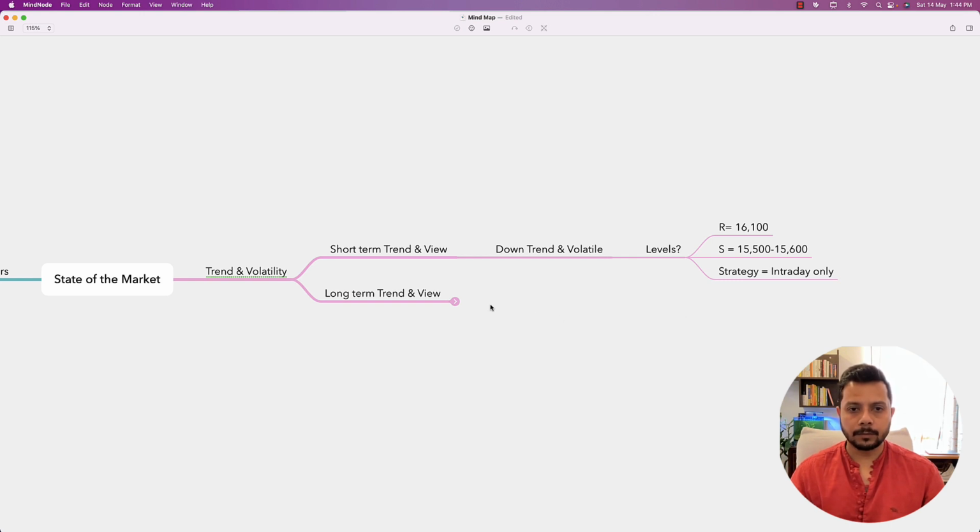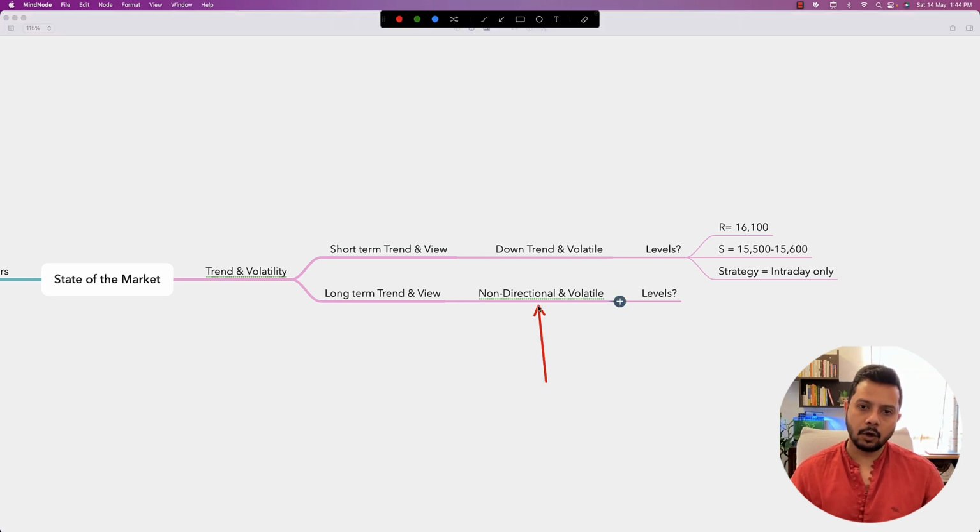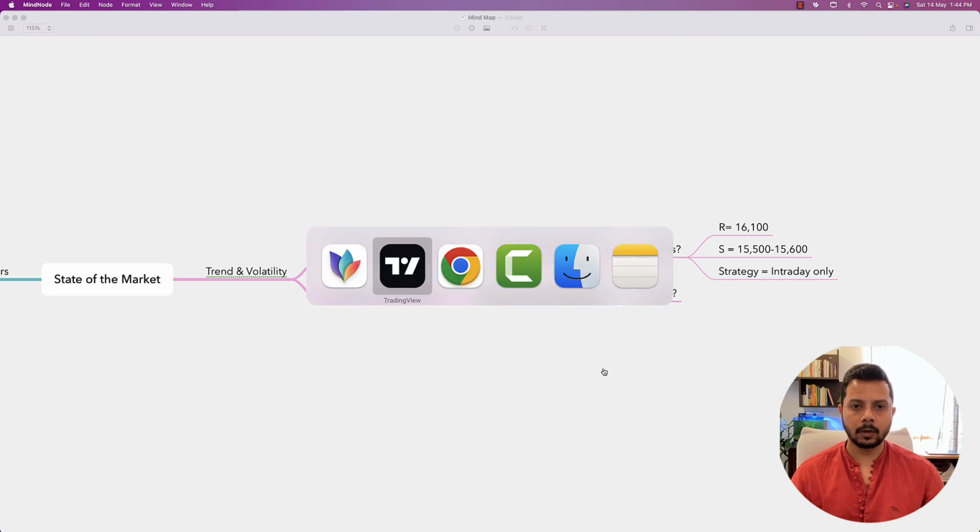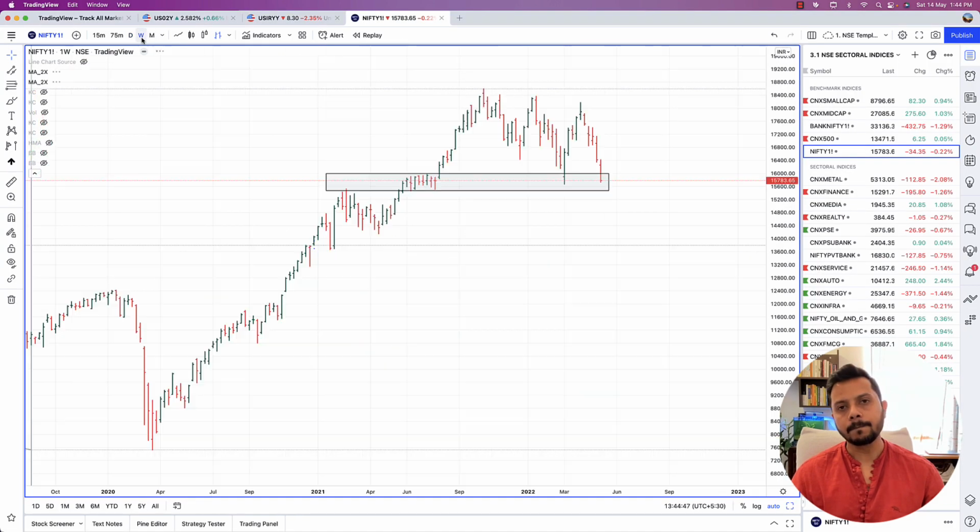Now let's talk from the long term perspective. What is the long term and what's the view and what's the levels? We'll do the same exercise here. Now for the long term, I have written non-directional and volatile. Let's take a look at the weekly chart of Nifty now.